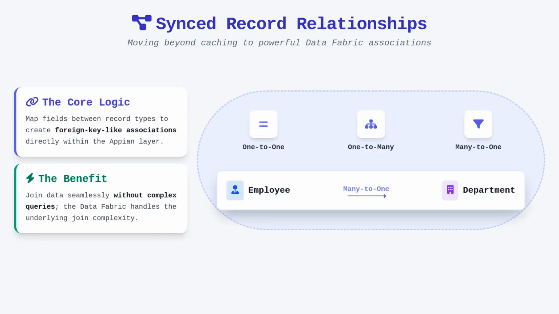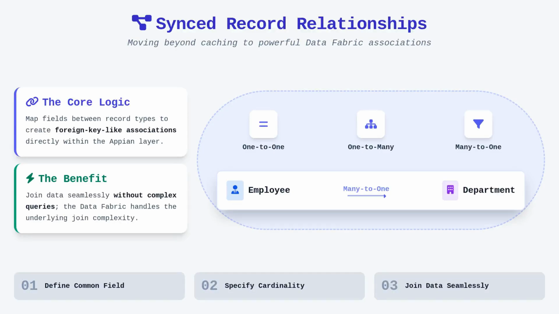For example, if you have a record for employees and a record for departments, creating a many-to-one relationship allows you to pull department details directly into your employee record views without needing complex queries. You simply define the common field, specify the cardinality, and the data fabric handles the underlying complexity of the join.